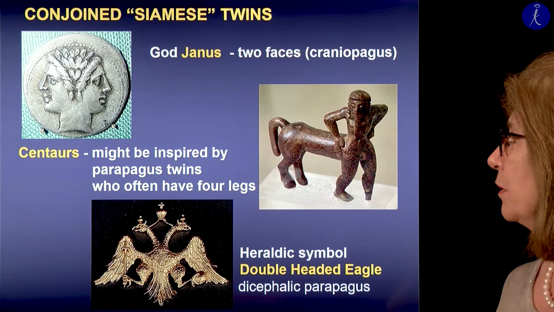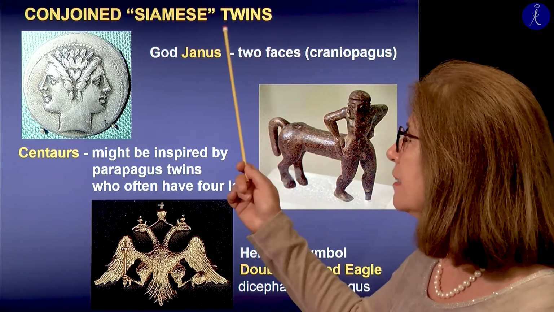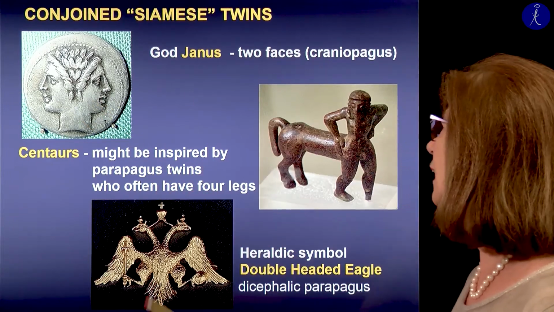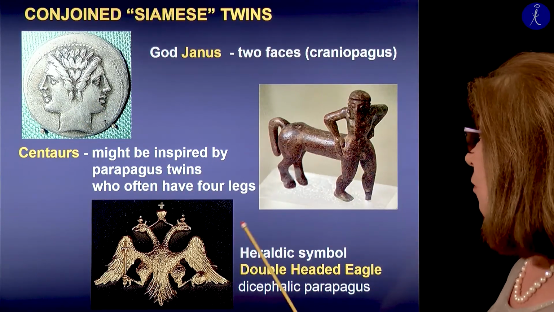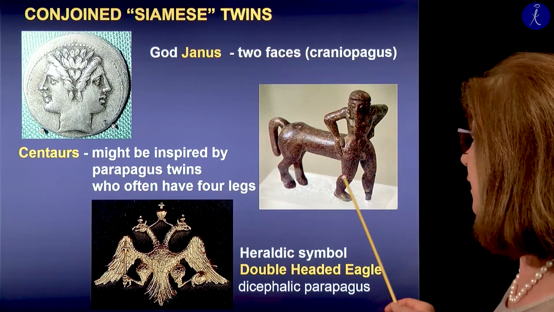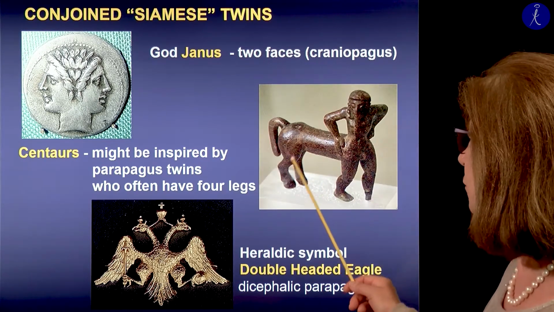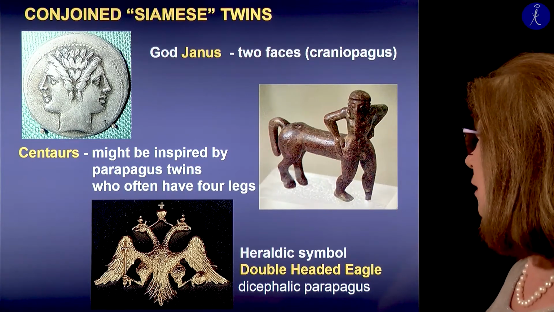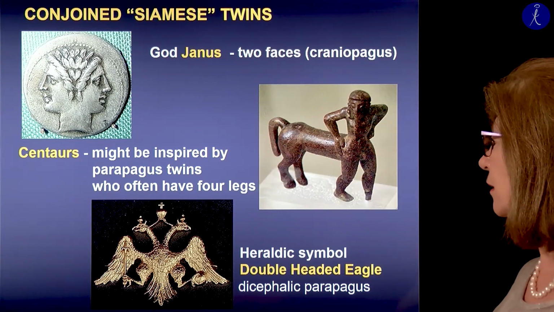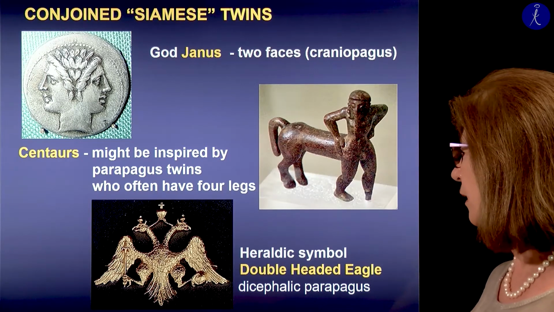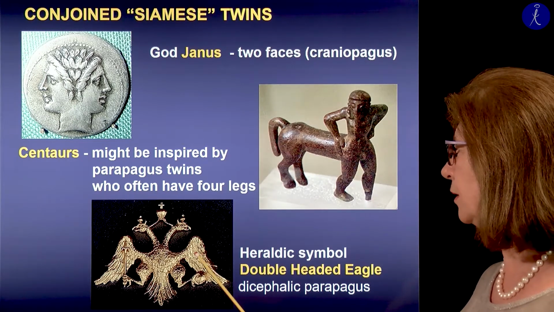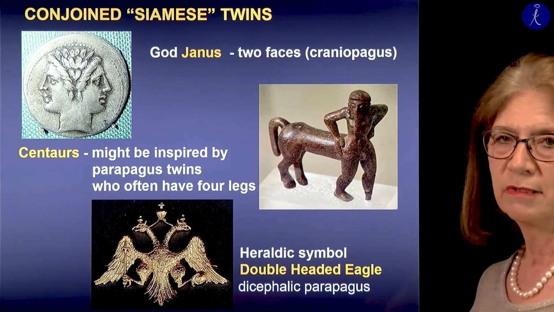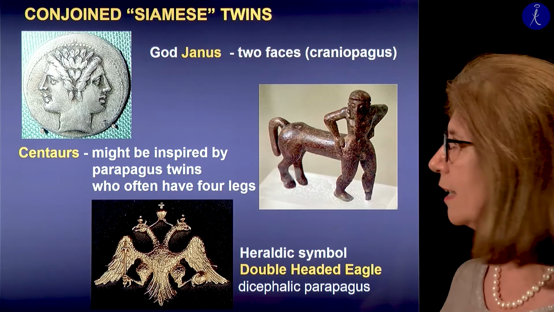So some other examples for this: the Janus god has 2 faces, right? That's a Craniopagus. Or the centaurs, they may be inspired by Parapagus twins, who may have 4 legs, 1 trunk, 1 head in this case, and just a normal upper body half. Or this heraldic symbol, the double-headed eagle, that's a dicephalic Parapagus Siamese twin, conjoined twin actually.